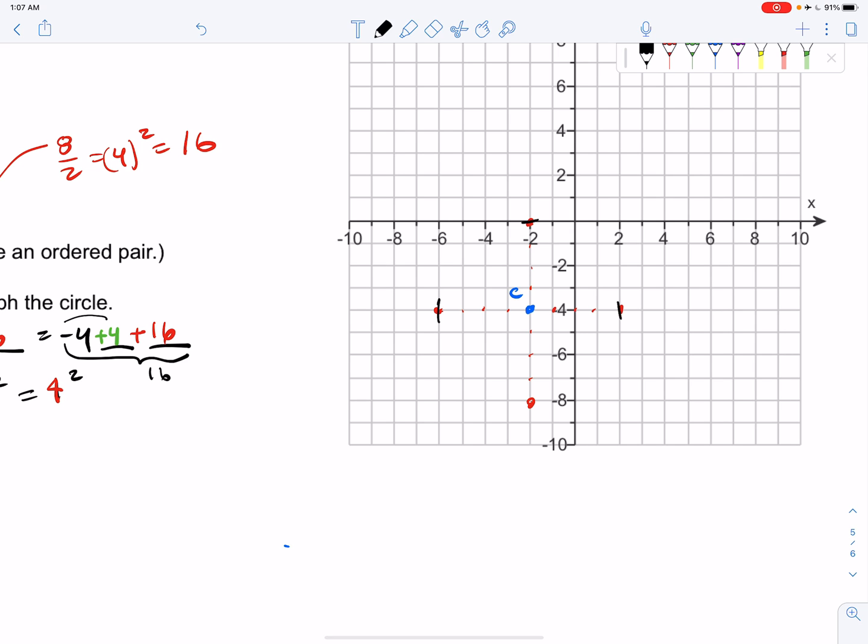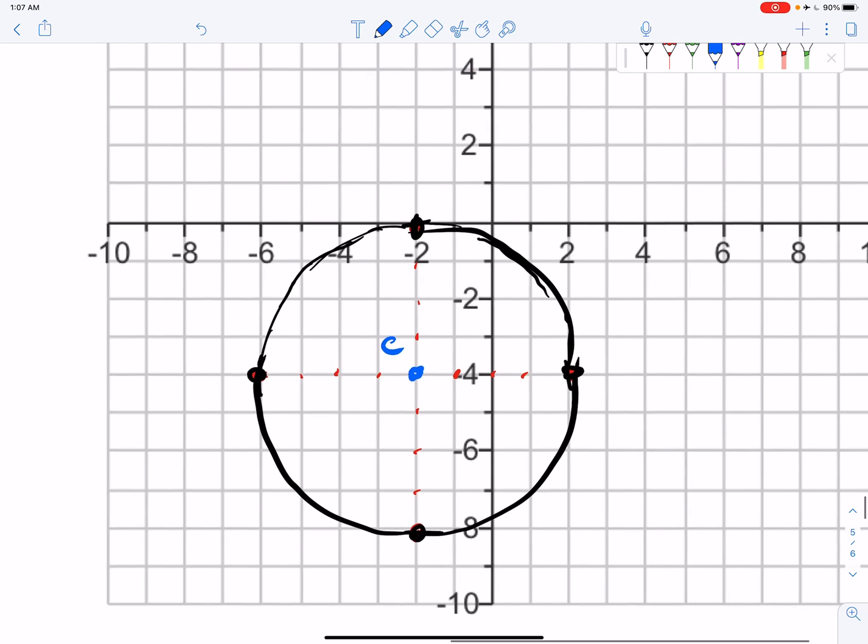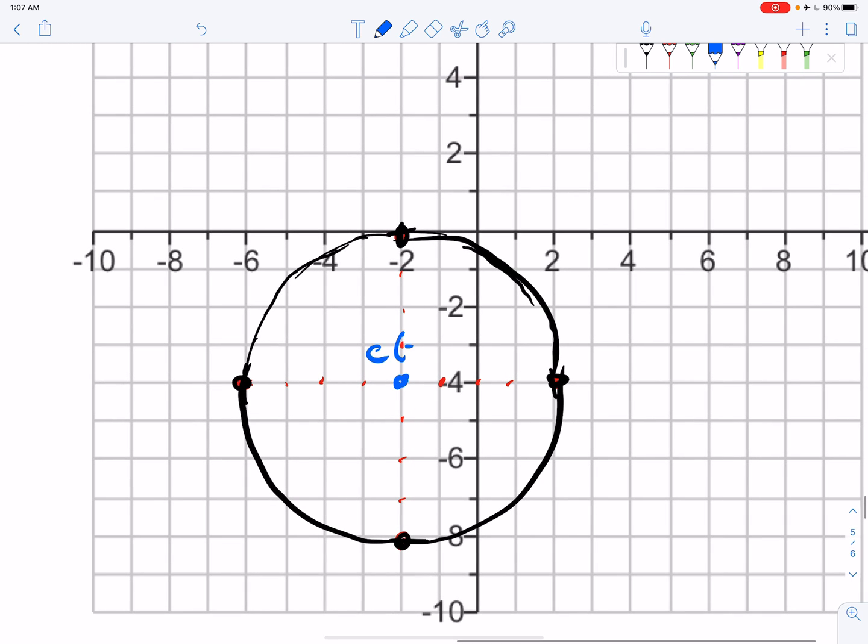Put these little lines to guide me. Let's see if that actually helps. I'm not satisfied with my work. That is not my best work, but that's going to have to do. There's the center. We said that center was negative 2, comma negative 4.